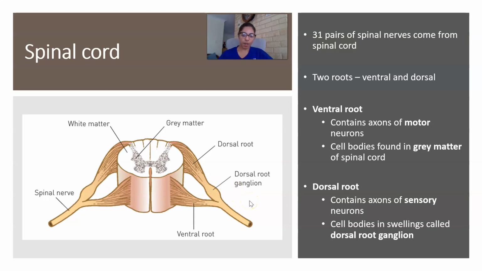A few things to note about the dorsal and ventral roots is that the ventral root contains the axons of motor neurons. So we would say that these contain efferent neurons. Okay, the cell bodies of these motor neurons tend to be found in the gray matter in the spinal cord here. And on the dorsal side, this contains sensory neurons. So this is feeding information into the central nervous system. So this is the afferent division. And its cell bodies, unlike the motor neurons, are outside in the dorsal root ganglion.